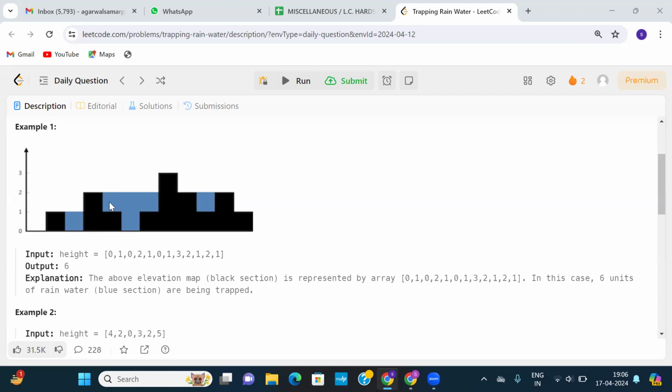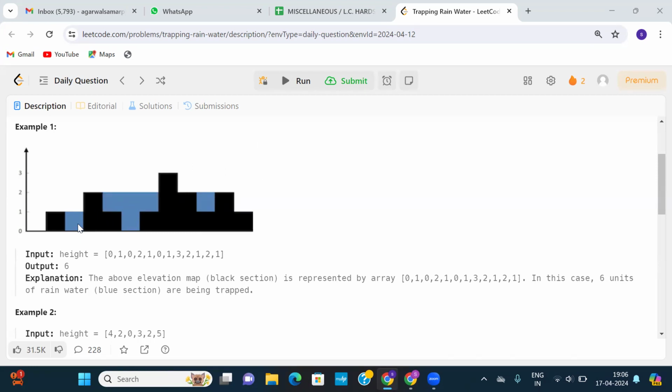Next comes this bar. On the leftmost side, the maximum height is 2. On the rightmost side, the maximum height is 3, and the minimum of these two, 2 and 3, is 2. From this minimum, we are going to subtract the height of the bar we are looking at presently. So 2 minus 1 is 1, which means it will store 1 amount.